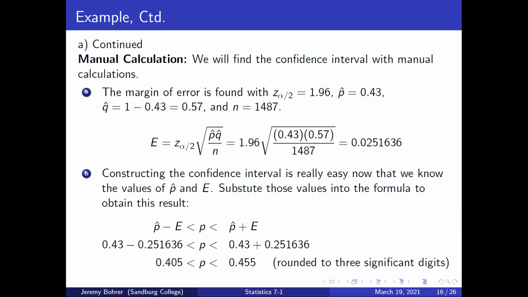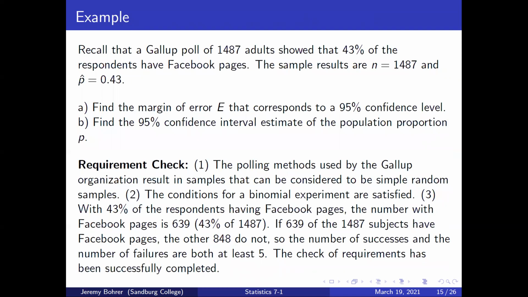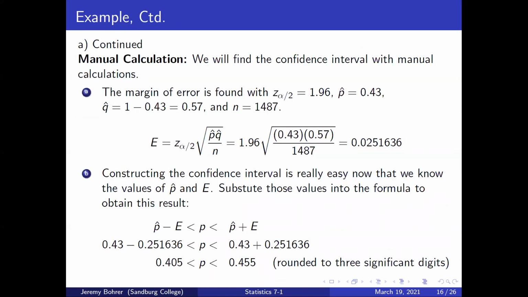Manual calculation. We will find the confidence interval with manual calculations. The margin of error is found with z sub alpha over 2 equals 1.96, p hat equals 0.43, q hat equals 1 minus 0.43 equals 0.57, and n equals 1,487. So E is equal to 0.0251636. And that is the answer to part A.